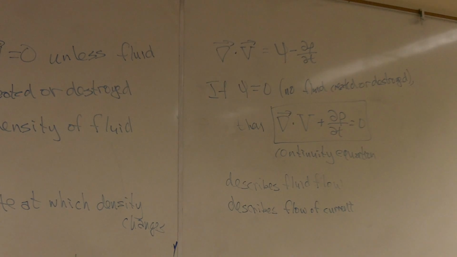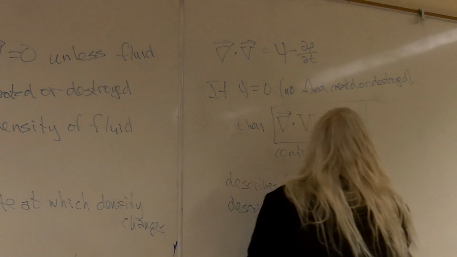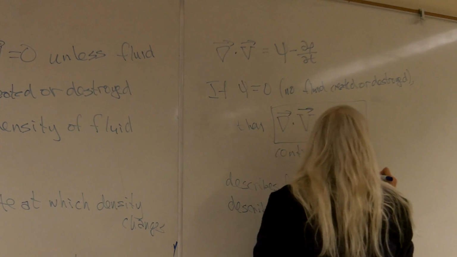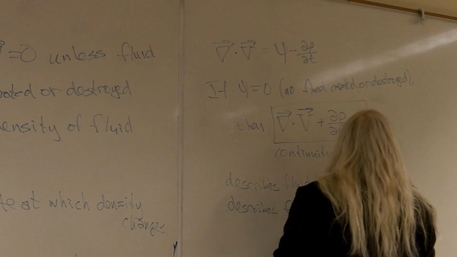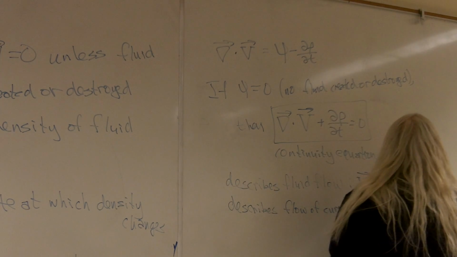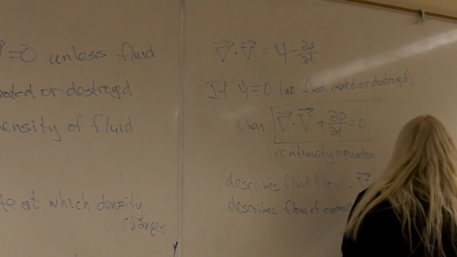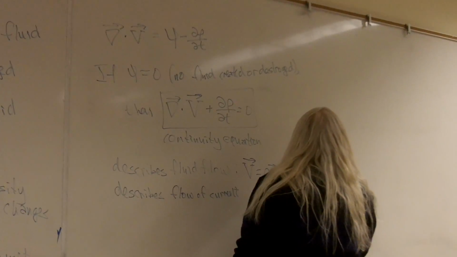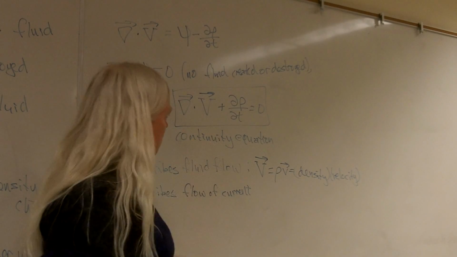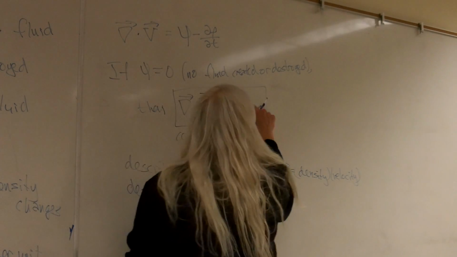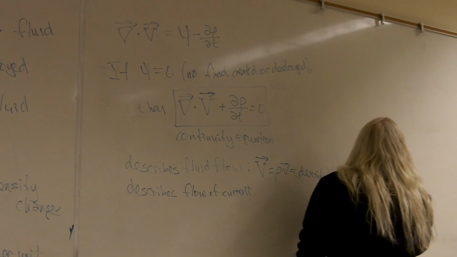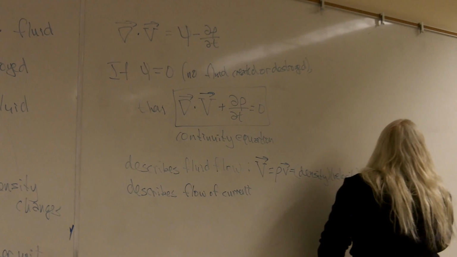And so for fluid flow, the capital V that appears here, and of course it needs an arrow over it, is rho times little v as described over there. In other words, the density of the fluid times the velocity. Right, so that's the thing whose divergence we have here. And of course, the rho that appears here is the density of that fluid. In other words, mass per unit volume.